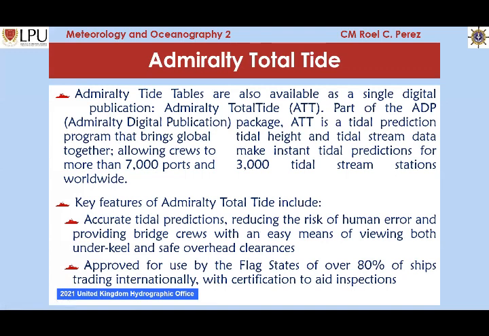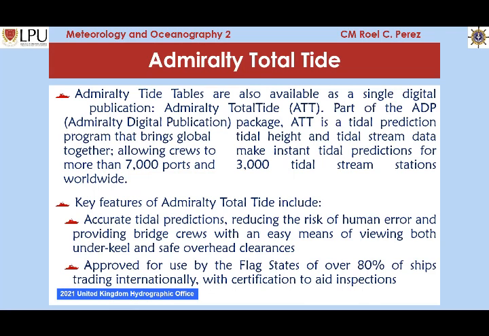Okay, next we have the Admiralty Total Tide. The Admiralty tide tables are also available in a single digital publication. This is called the Admiralty Total Tide. This is part of the Admiralty digital publication package. ATT is a tidal prediction program that brings global tidal height and tidal stream data together, allowing crews to make instant tidal predictions for more than 7,000 ports and 3,000 tidal stream stations worldwide.